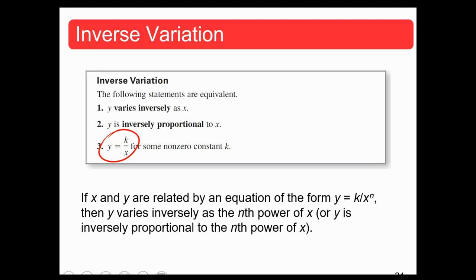Oh, and by the way, just like with direct variation, you can have an nth power. So if it said y varies inversely to the square of x, you would have this situation where n would be 2. So be aware of that.